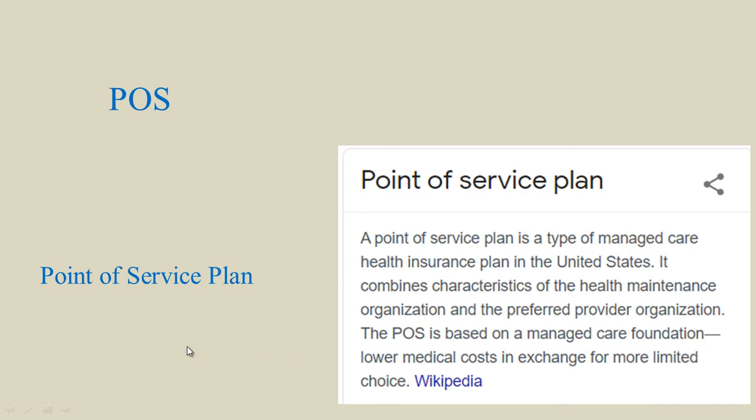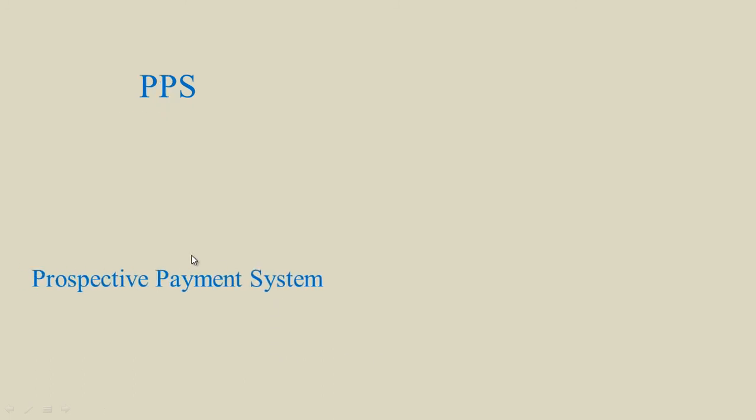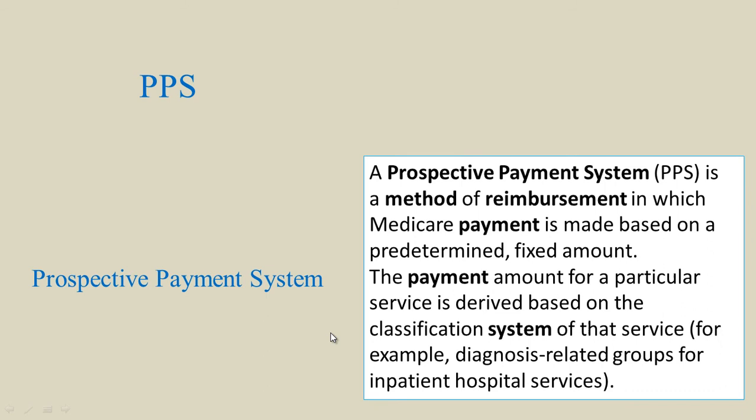PPS, Prospective Payment System. A prospective payment system, PPS, is a method of reimbursement in which Medicare payment is made based on a predetermined fixed amount. The payment amount for a particular service is derived based on the classification system of that service. For example, diagnosis related groups for inpatient hospital services.